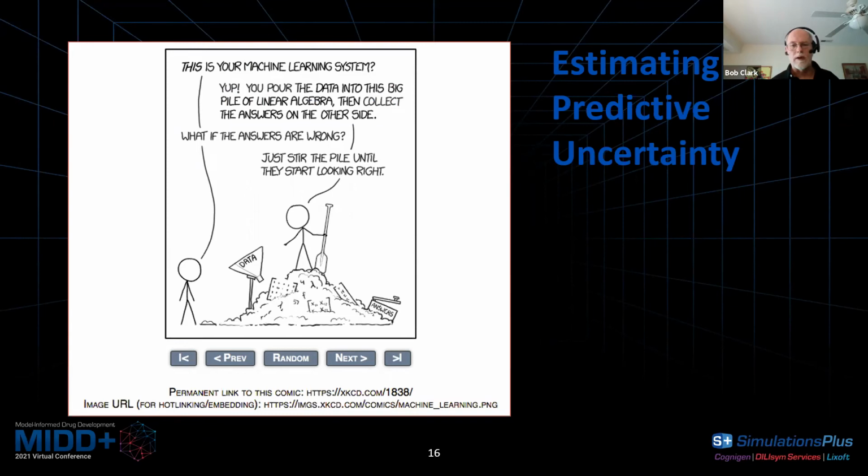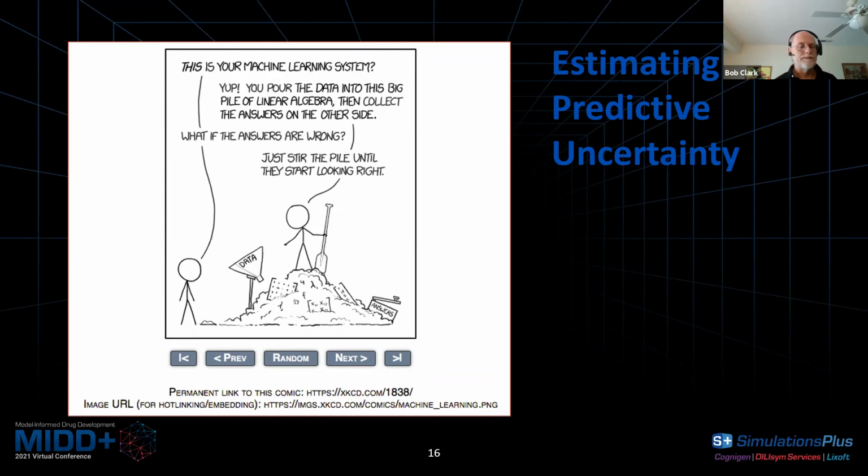The first fellow says, "This is your machine learning system?" And the other fellow replies, "Yep. You pour the data into this big pile of linear algebra and collect the answers on the other side." So the first person says, "But what if the answers are wrong?" And the second fellow, sitting on top of the very messy pile of data, says, "You just stir the pile until they start looking right."